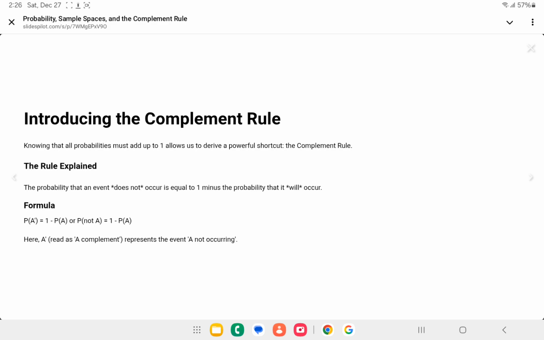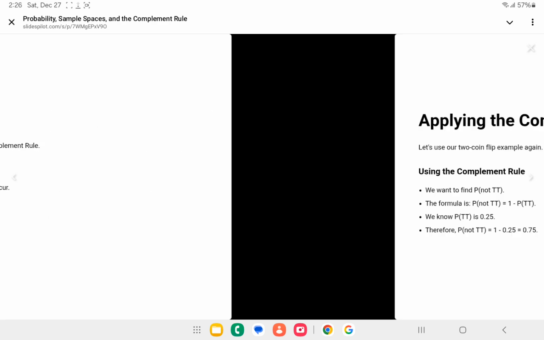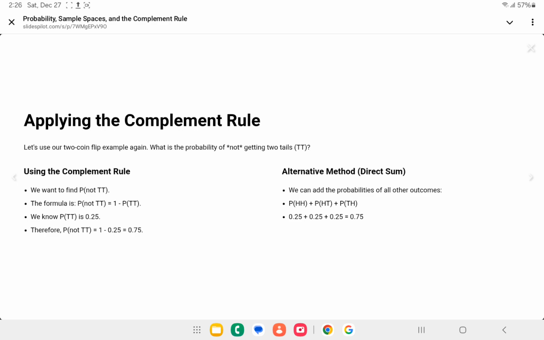So for example, if we flip two coins, what is the probability of not getting two tails? Since we've worked with this example already, we already know the outcomes and the probabilities. Now let's use the formula. The complement of A, in other words, the probability of not getting two tails, is equal to 1 minus the probability that it does happen.